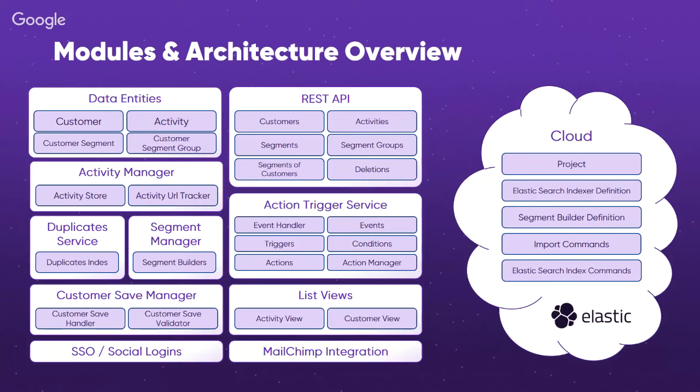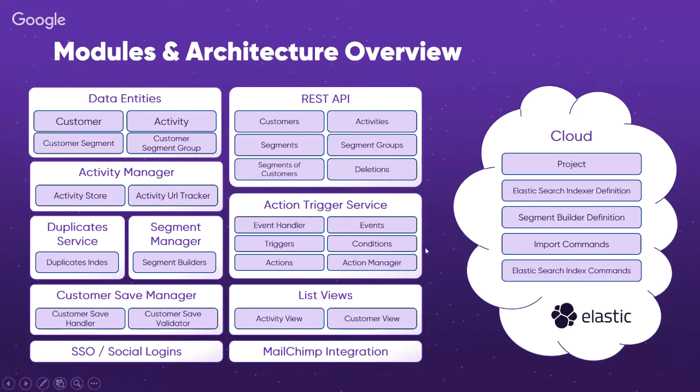We have touched the social login and single sign-on functionality right at the beginning of the demo. We, of course, have touched the action trigger service with all this customer automation or marketing automation rules, with event handlers, with events, with triggers, with conditions, with actions, and with the action manager who puts all these pieces together. And we had a look at list views with the activity view on the customer object and the customer view with all this filter functionality.